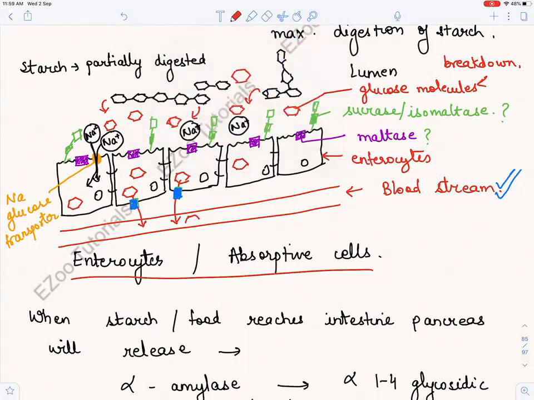Tell me, think. The glucose molecule will be used as energy by tissues or stored as glycogen in liver. So understood, right? This is how it is getting digested.